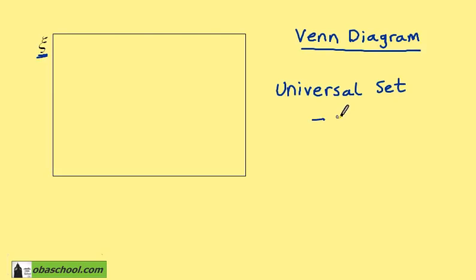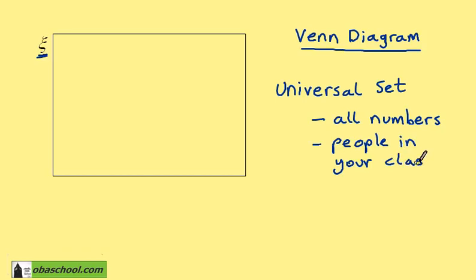Therefore, a universal set may be a very large collection, an infinite collection, such as all numbers, but it could just be the people in your class. Equally well, in another situation, it could just be the numbers from 1 to 6.